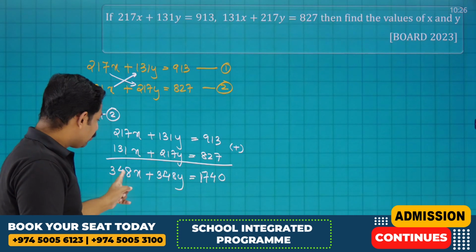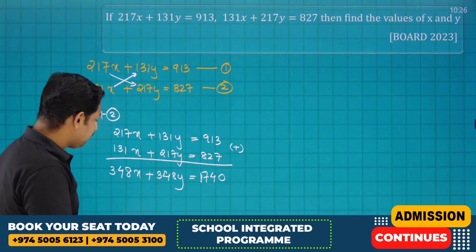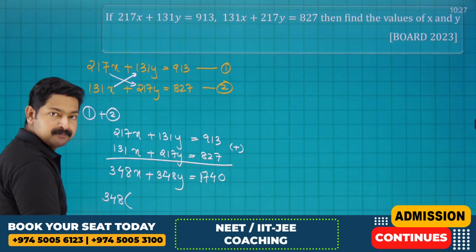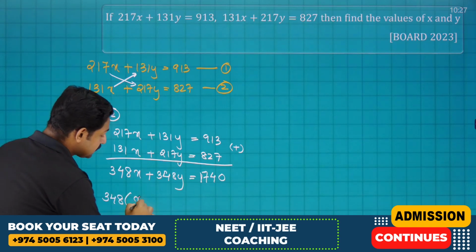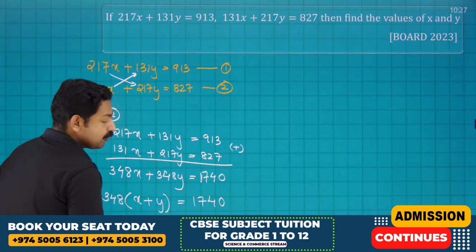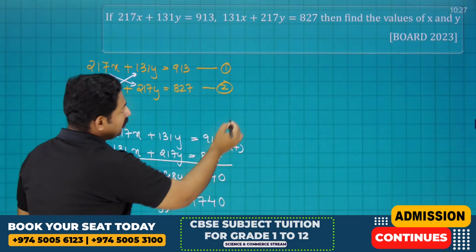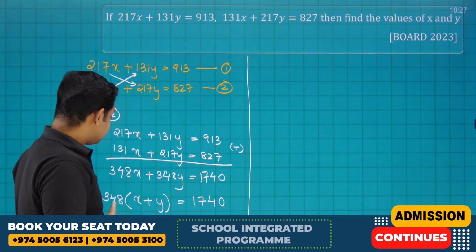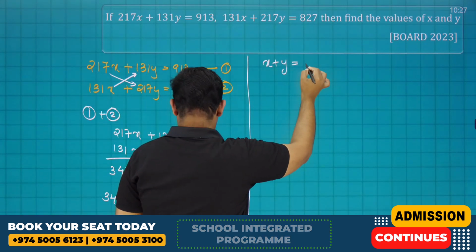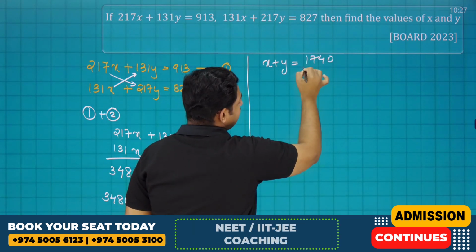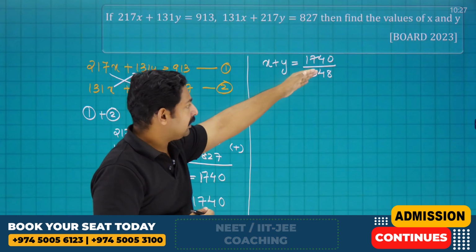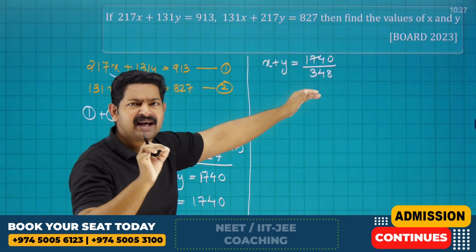Now you can see the coefficients of x and y are the same. So you can take that coefficient outside, that is 348 outside. So 348 into x plus y is equal to 1740. On the next step, I am bringing this 348 to the right side. So x plus y is equal to 1740 divided by 348. Since it's a big number, if it is difficult to divide, you can just cancel.